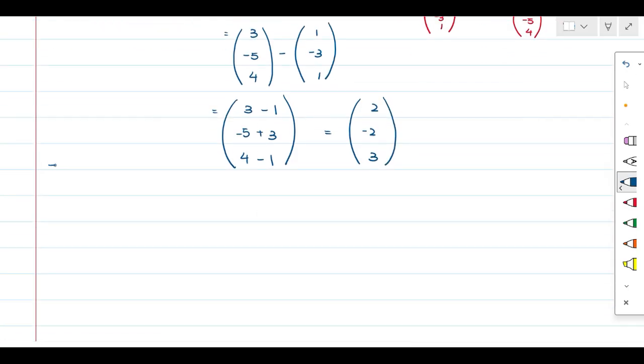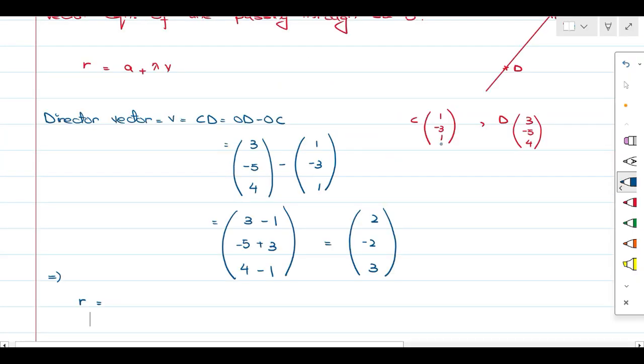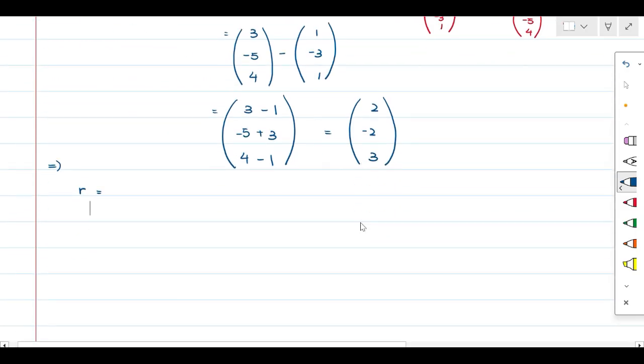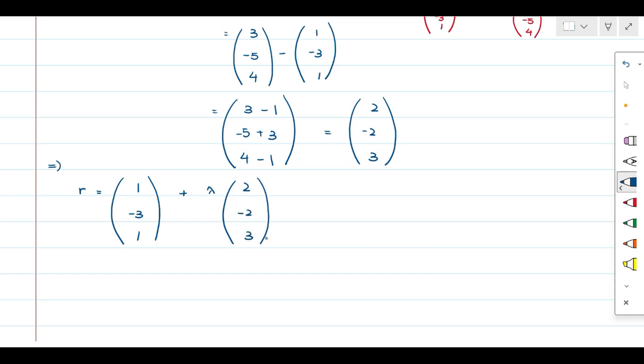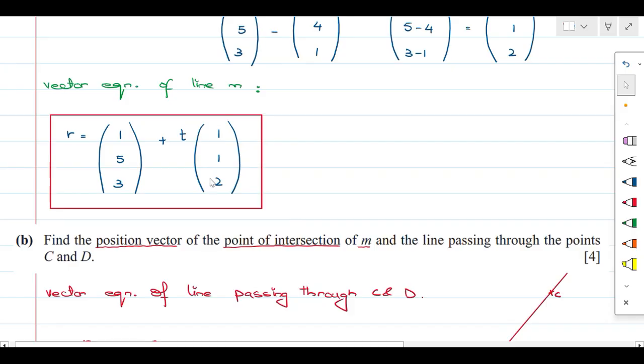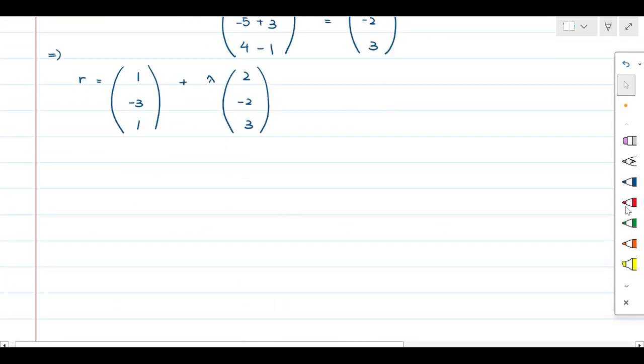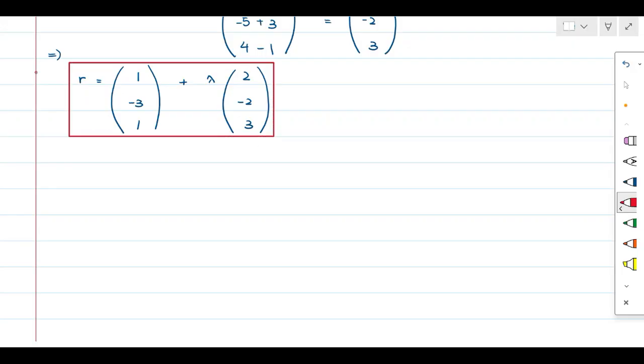So here we can say the vector equation of the line which passes through the points C and D, we can take a passing point. I'm taking the passing point C, (1, -3, 1), plus some scalar lambda times the direction vector, which is (2, -2, 3). Now we have the vector equation of the line which passes through the points A and B and the vector equation of the line which passes through the points C and D. Now we have both vector equations, right?